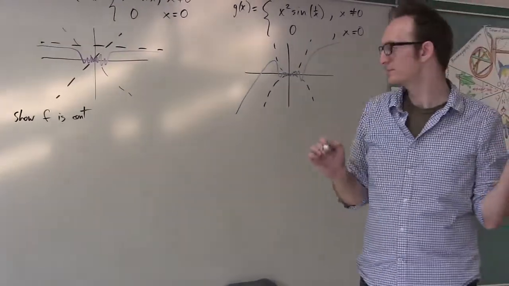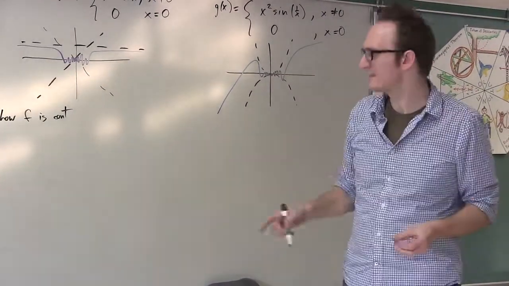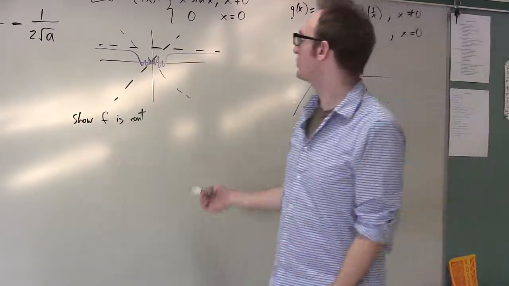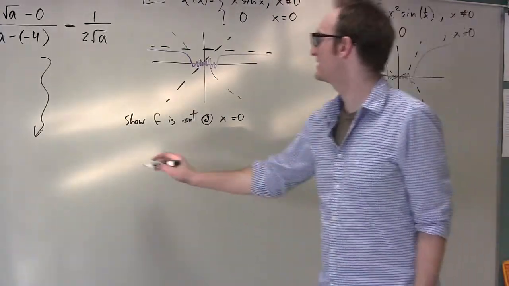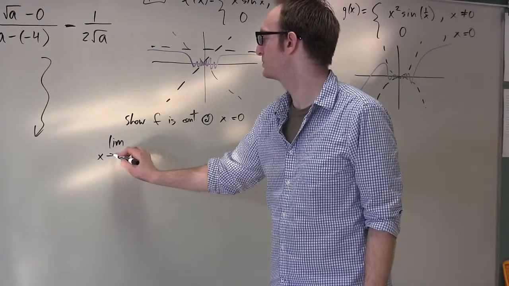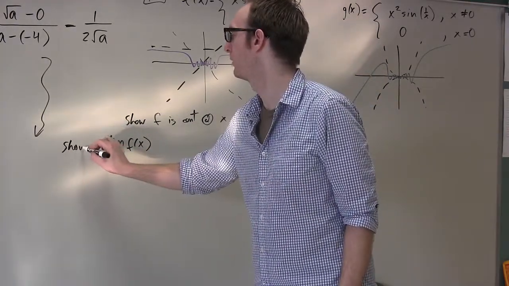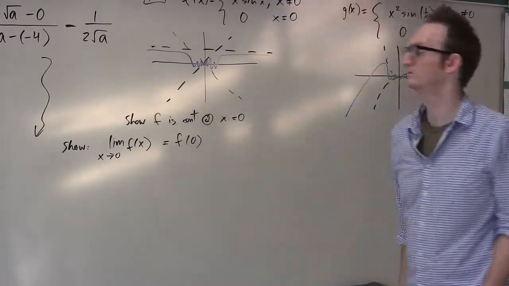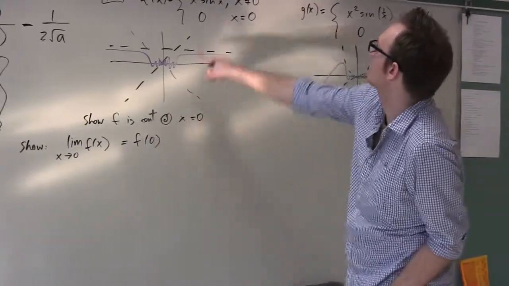So when you take the limit from both sides, it equals f. Yes, the limit of the function equals the value. Okay? So to show this is continuous at x equals 0, I simply take the limit as x goes to 0 of f of x, and I have to show that this is f of 0. Okay, well what is the limit as x goes to 0?